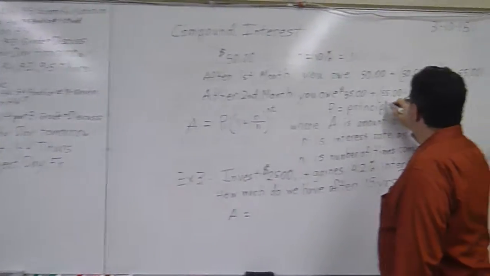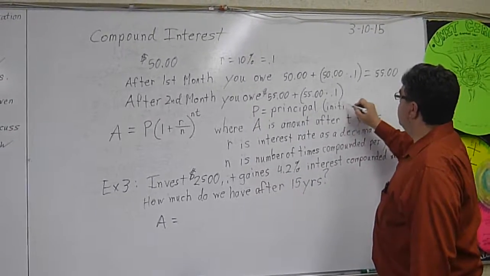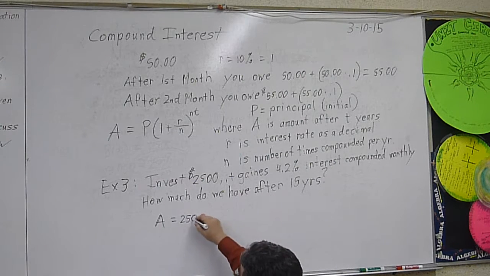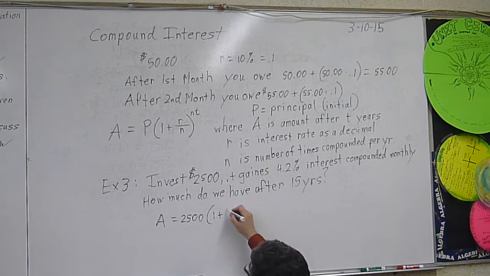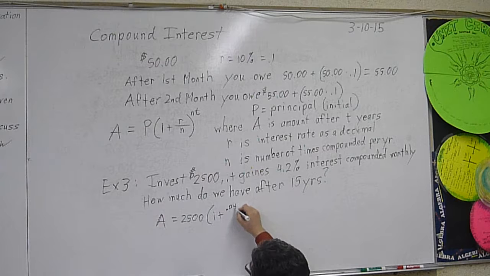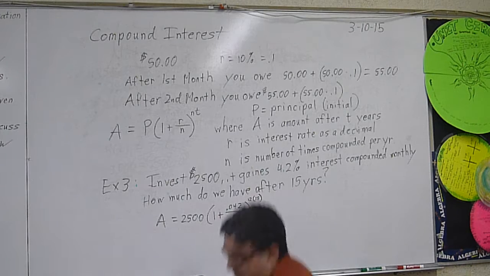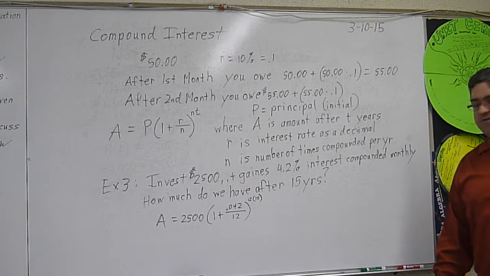P is the principal, which is the initial amount. So our initial amount is $2,500. And then we've got 1 plus. Our interest rate is 4.2, so that gives us an r of 0.042. Compounded monthly gives us an n of 12, raised to the 12 times, and we want it for 15 years.